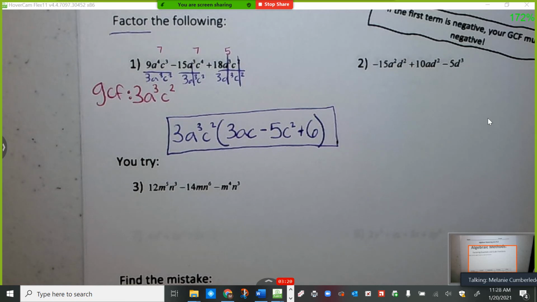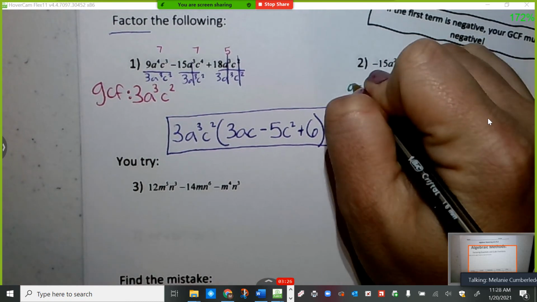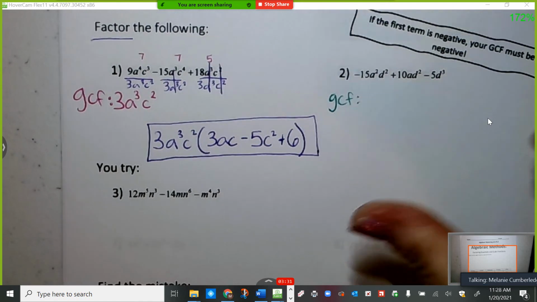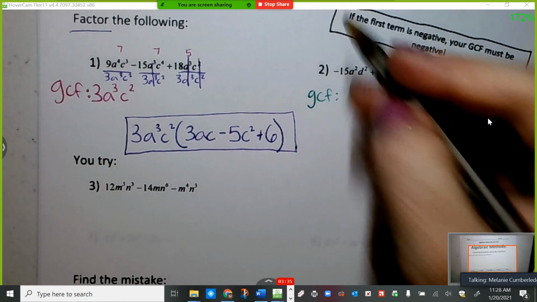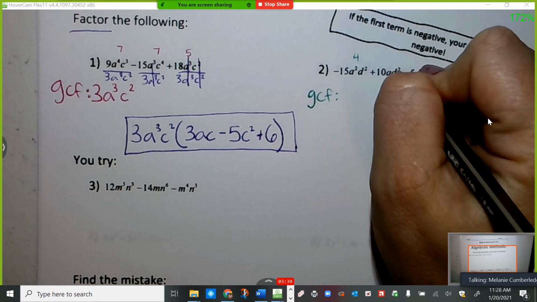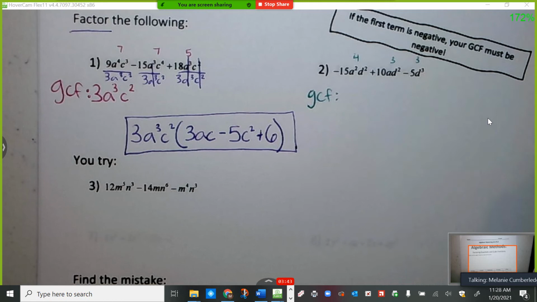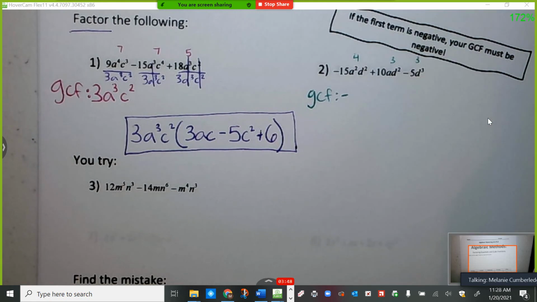Okay, so look at number 2. Let's find our GCF. Okay, so I would want you to notice from this note, it says, if the first term is negative, your GCF must be negative. So our first term is negative. Let's make sure it's in order first. So 2 plus 2 is 4. 2 plus 1 is 3. 3. So it is in order, 4, 3, 3. So since our first term is negative, our GCF is going to be negative.